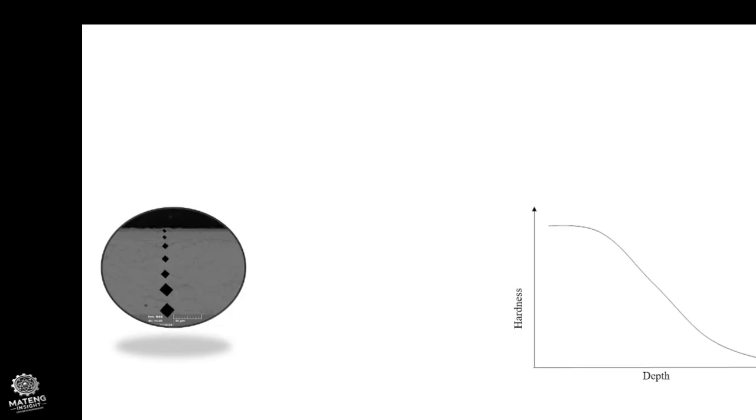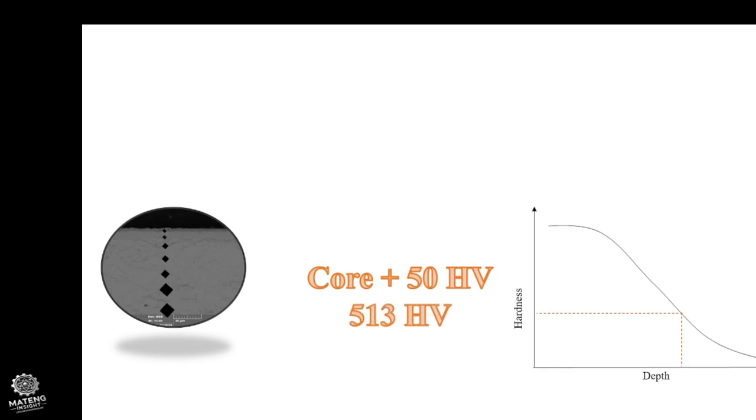Different standards define case depth differently. For example, at the point where hardness is 50 Vickers above the core hardness, or at a specific hardness level such as 513.